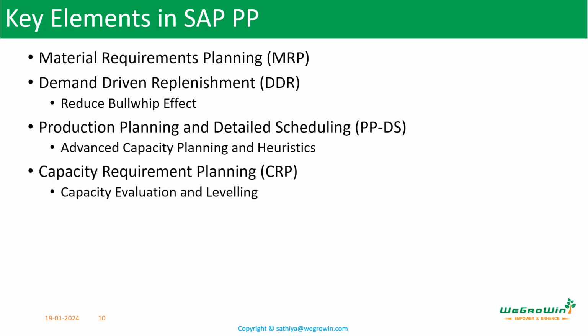Then capacity requirement planning, CRP. As we discussed earlier, one of the constraints from the supply side is the available capacity. It is required to do capacity evaluation properly, and if required, capacity leveling needs to be done to optimize the production capacity spread over various work centers or the resources which are used in the process industry.